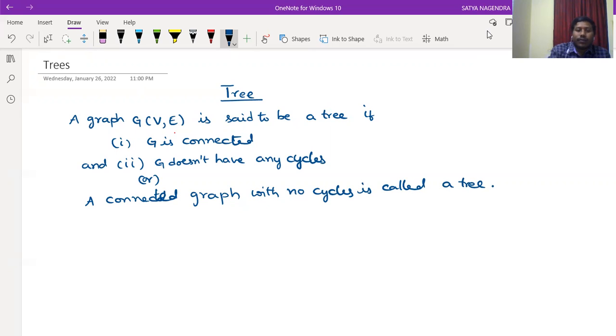Okay, first what is a connected graph? When can we say that a graph G(V, E) is a connected graph? If there exists a path between every pair of vertices in the graph, then we call it a connected graph. So first you must have clarity about what is a connected graph.